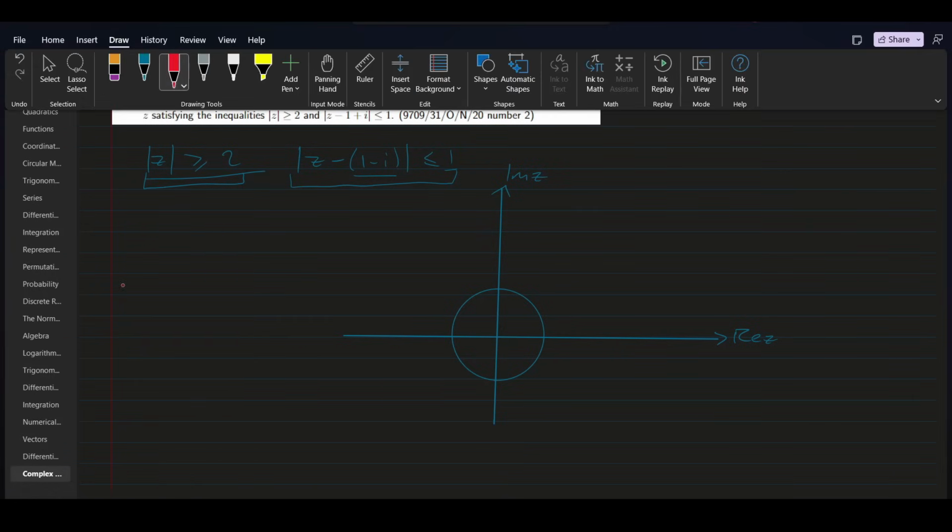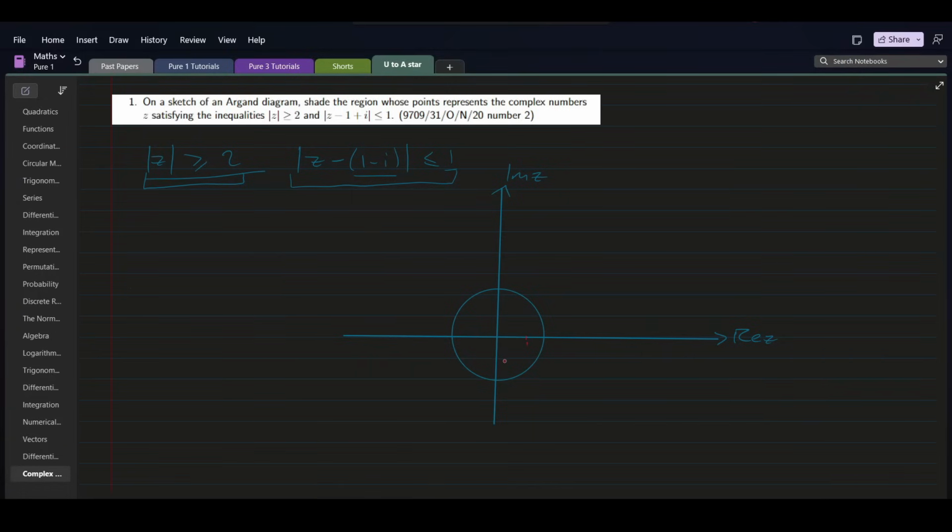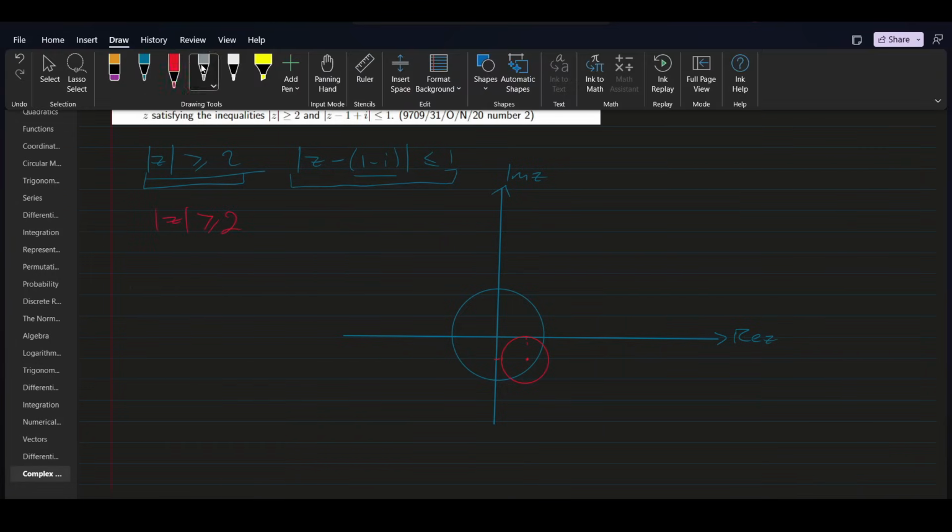So let's draw that in red. So 1 would be over here, and then minus i would be over here. So that means our center of the circle is over here, and then it has a radius of 1. So let's draw our circle. Okay, so this is our circle. Now we have to figure out what our inequalities are saying. We have modulus of z is greater than or equal to 2. Okay, let's use a different color.